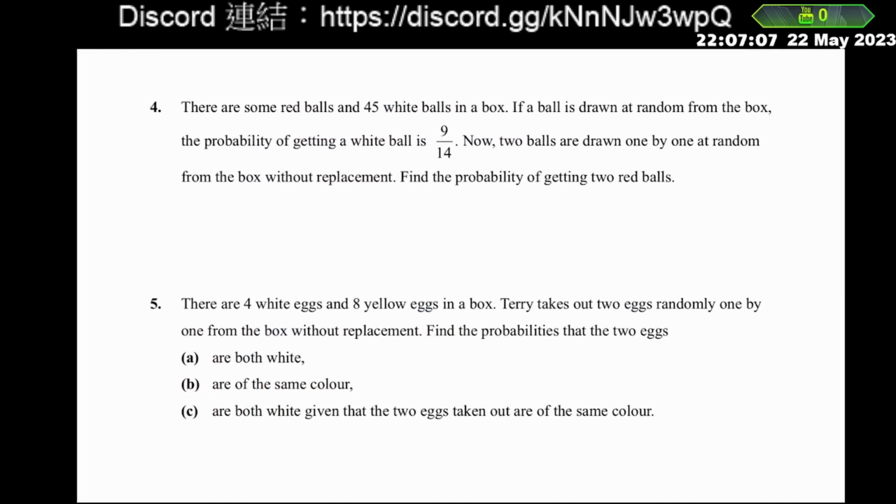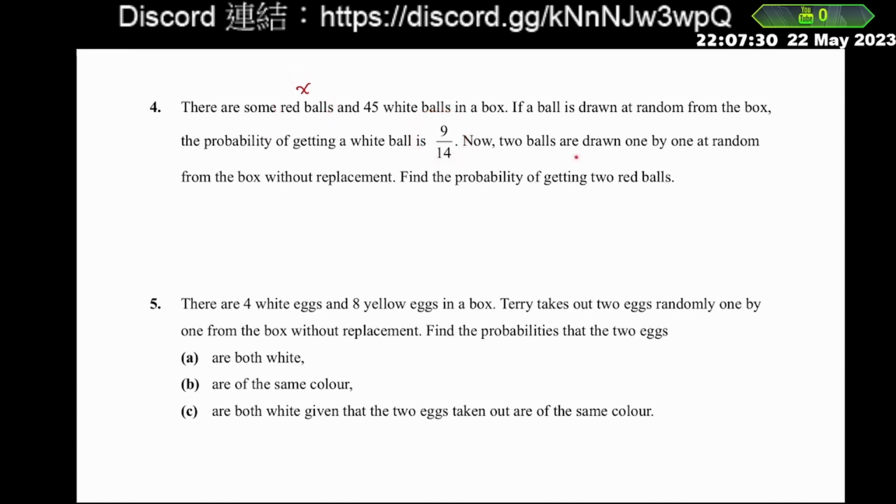Next, we move on to question 4. So in question 4, there are some red balls, so we don't know how many. Maybe we can let it be X and find it later. And then 45 white balls in a box. If a ball is drawn at random from the box, then the probability of getting white is 9 over 14. Therefore, this probability can help us to find the X.